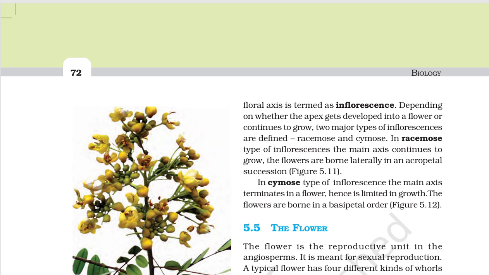Depending on whether the apex gets developed into a flower or continues to grow, the two major types of inflorescences are defined: racemose and cymose. In racemose type of inflorescence, the main axis continues to grow. The flowers are borne laterally in an acropetal succession. In cymose type of inflorescence, the main axis terminates in a flower, hence is limited in growth. The flowers are borne in a basipetal order.